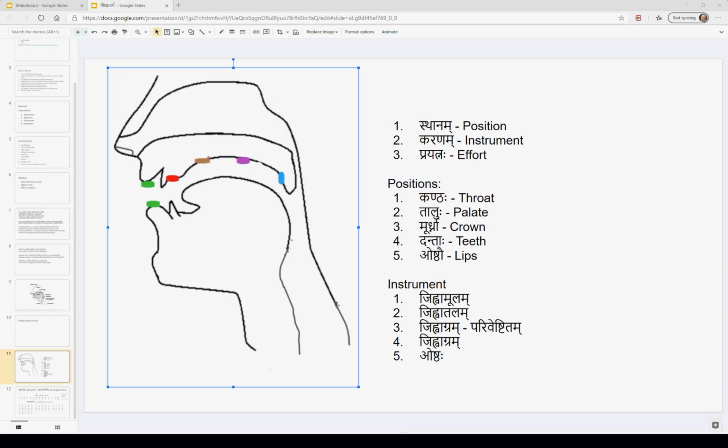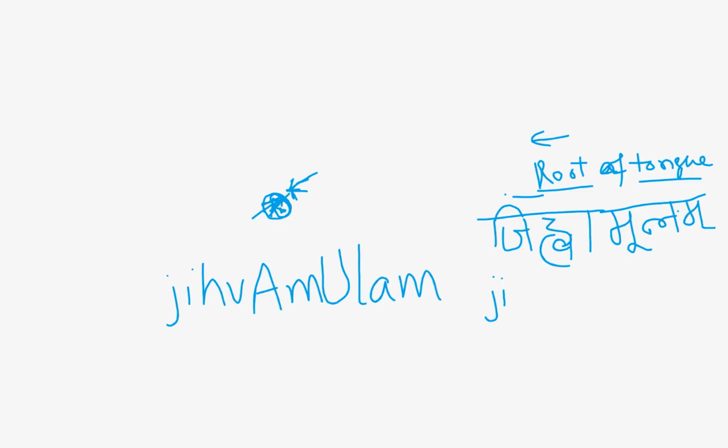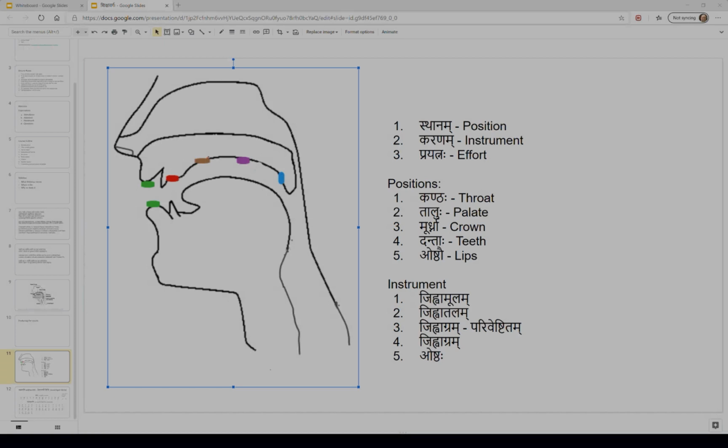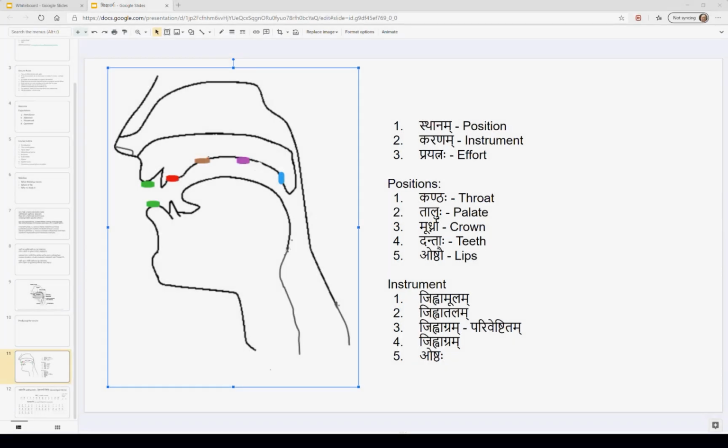Similarly for the U sound, what is the sthanam we can consider here? U coming out, U. The position where the air is being constricted, we can experience that, right? The lips. For the U sound, it is lips, because the air is being constricted here. Now what is the Karanam, the instrument?